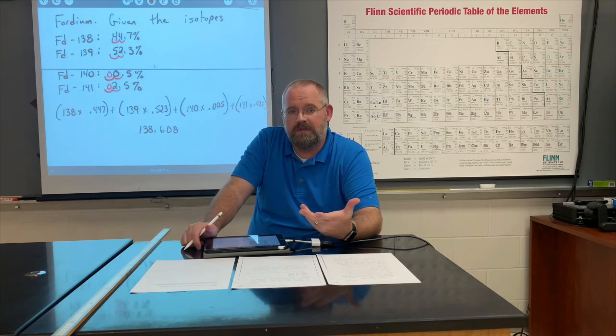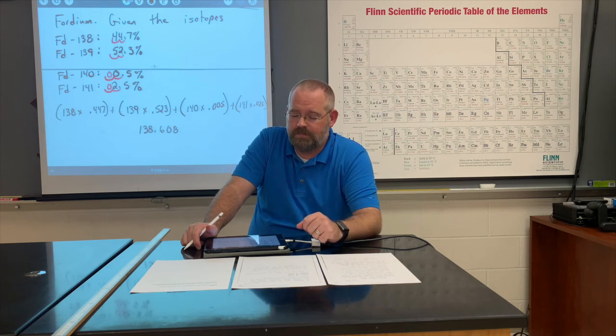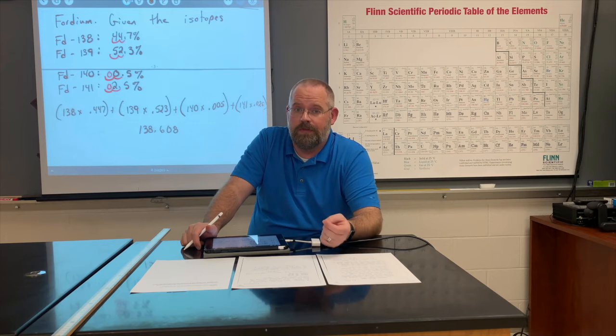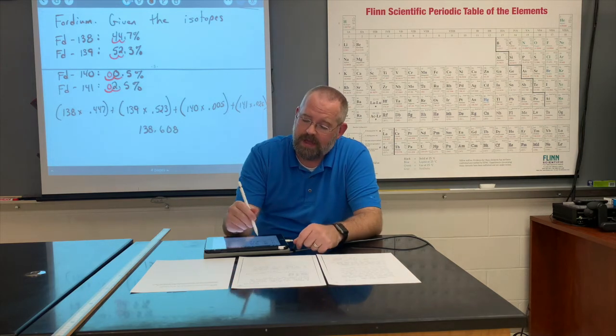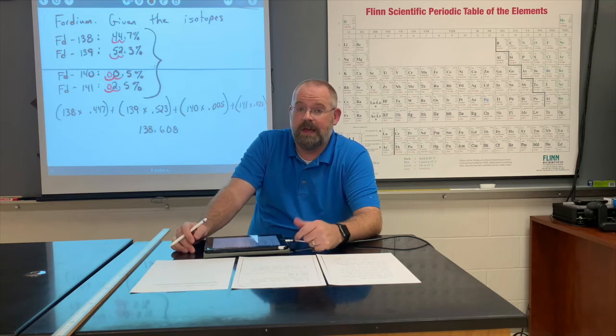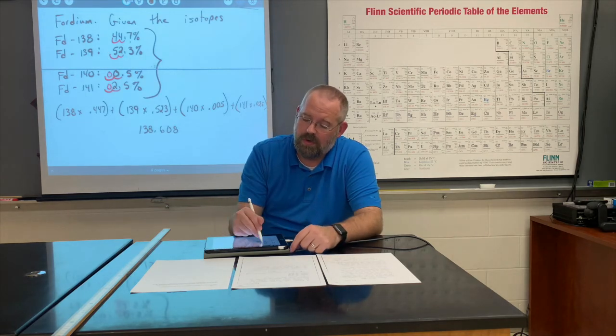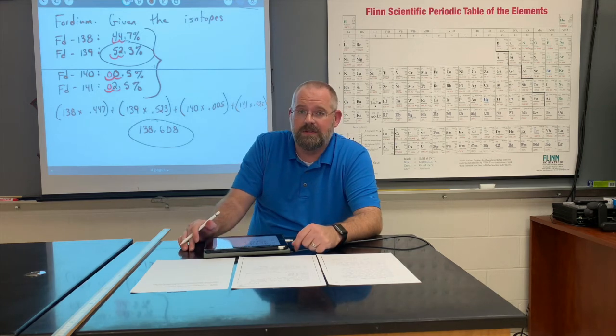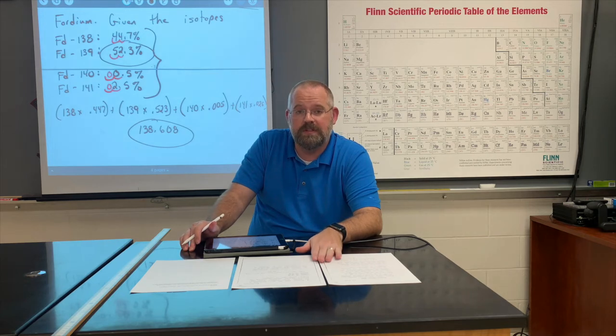Okay, now again, let's round that number. We're going to round that to 139. An isotope of 139, a mass number of 139. Well, look back at our original numbers here. Who has the highest percentage? 139. So we can use that average atomic mass to usually guesstimate which isotope has the highest abundance.